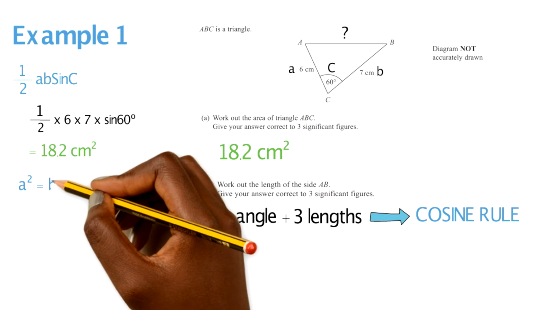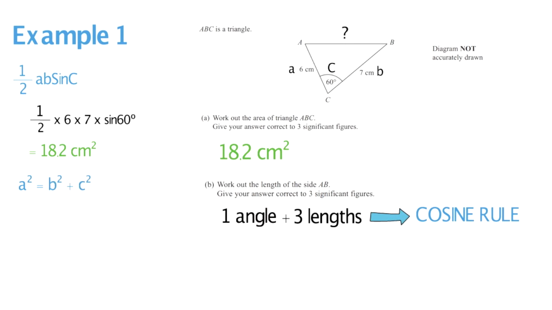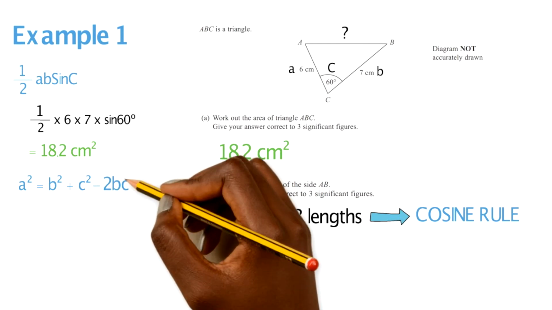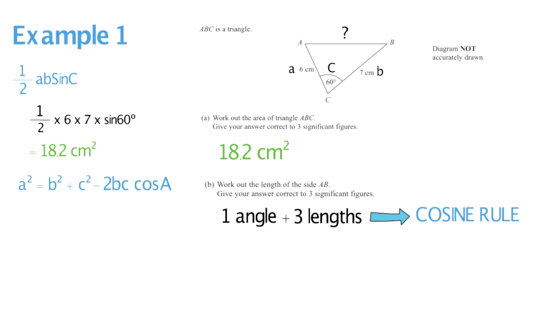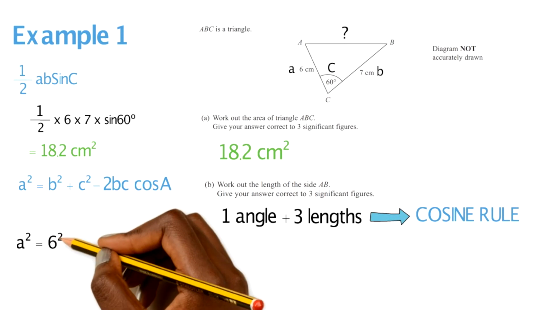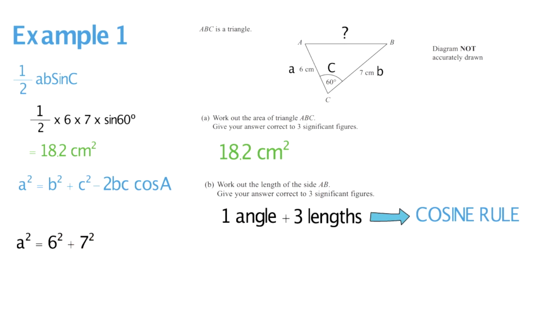So now I'm going to rewrite the formula for cosine rule. I always like to have formulas written out so I know exactly what I'm substituting into. Keep it all nice and neat. So now I'm going to substitute everything. So with cosine rule, your a, the little a, is usually the length that you're trying to work out.